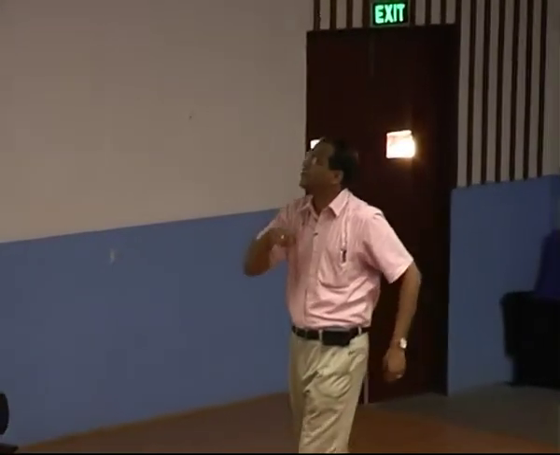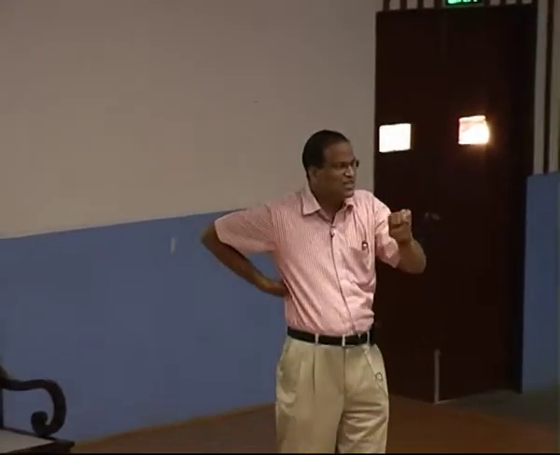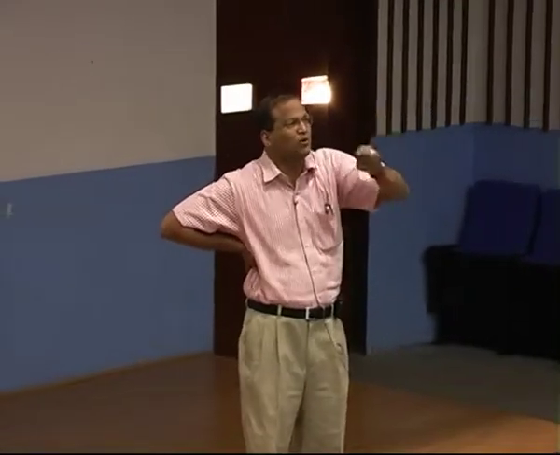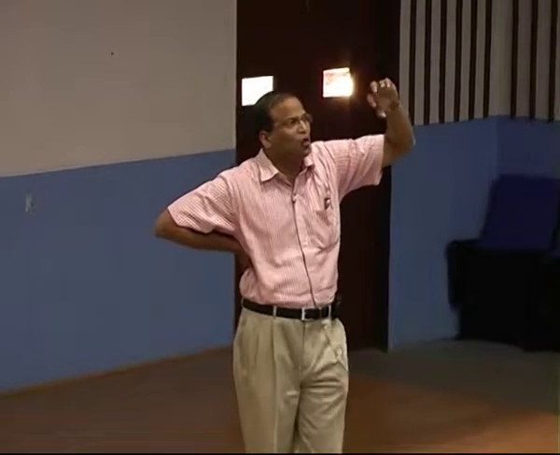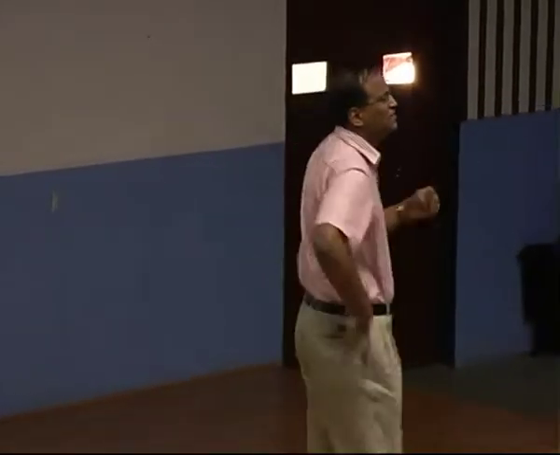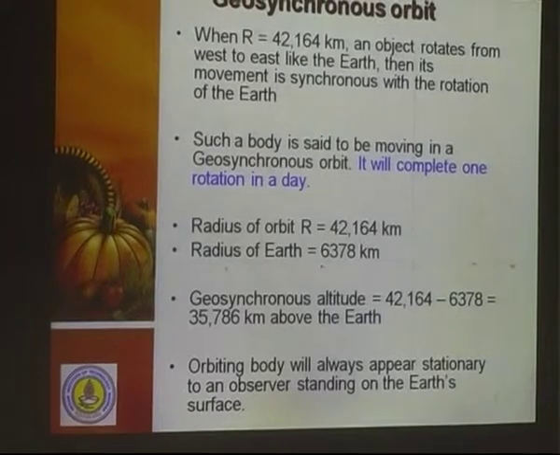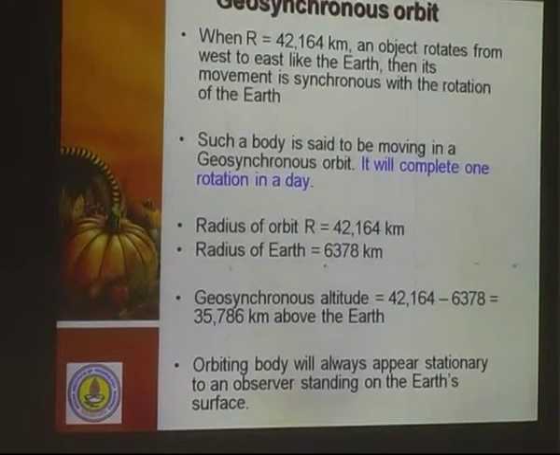Okay. Geosynchronous orbit. What is a geosynchronous orbit? When the radius is 42,164 kilometers, an object rotates from west to east like the Earth, and its movement is synchronous with that of the Earth. Then it appears stationary. Then it's possible for us to locate images. For example, if the satellite is launched by the Indian Space Research Organization, we can ensure that it always looks at India so that we can look at the weather, and other things in detail. This is called a geostationary or a geosynchronous orbit.